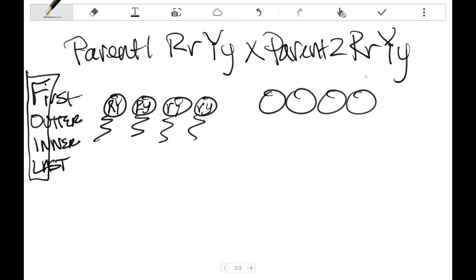Because parent 2 has the same genotype as parent 1, these gametes will have the same possible combinations. So I'm just going to rewrite them, again using FOIL: first, outer, inner, last. R Y, R y, r Y, r y. Excellent.